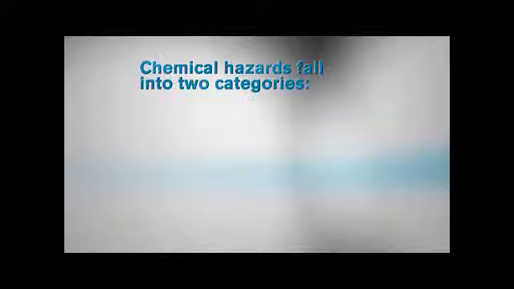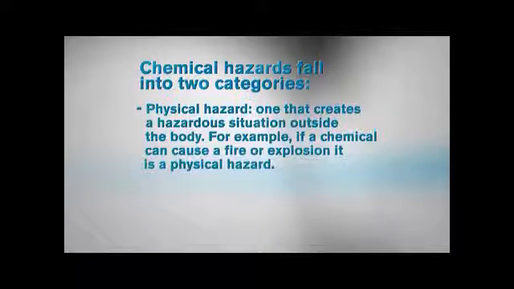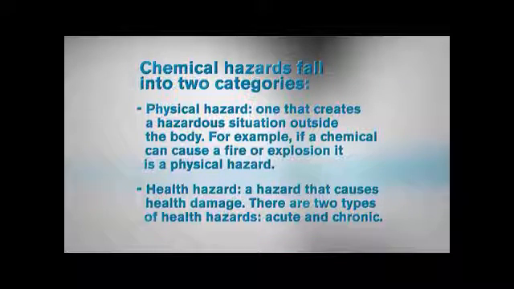But because the chemicals we use can be hazardous, it's important for you to be able to identify those hazards and know how they can affect you. Chemical hazards fall into 2 categories: physical hazards and health hazards. A physical hazard is one that creates a hazardous situation outside the body. For example, if a chemical can cause a fire or explosion, it is a physical hazard. A health hazard, on the other hand, is a hazard that causes health damage.